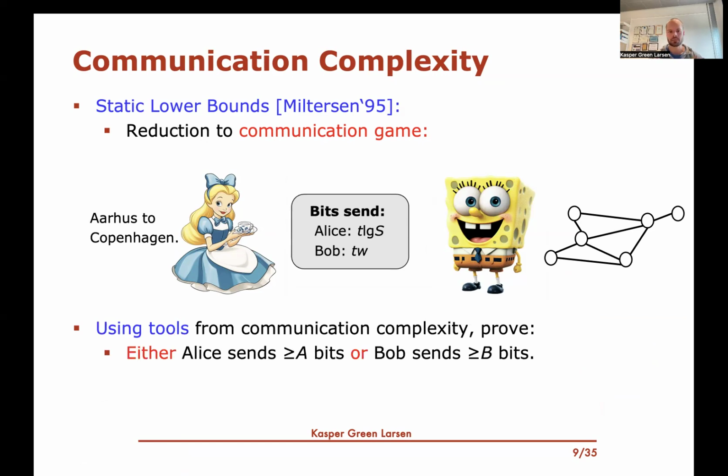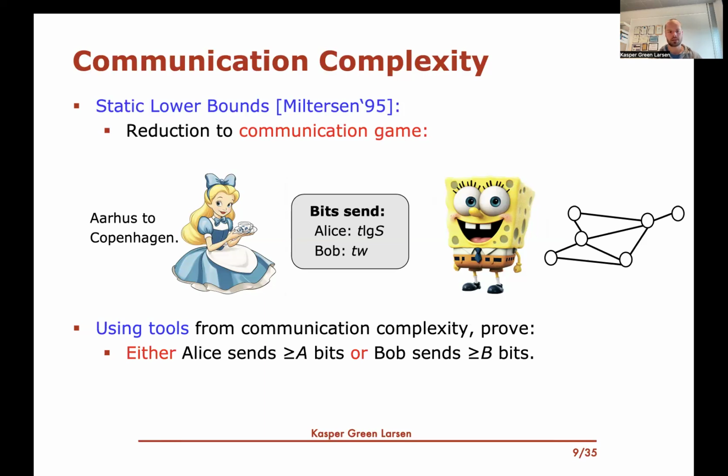And in particular, the lower bounds that we're going to see are going to be of the form that either Alice is going to send at least A bits, or Bob is going to send at least B bits in any correct protocol for this communication game. And this is perhaps a little different from if you've seen communication complexity before. We usually just lower bound the total number of bits communicated.